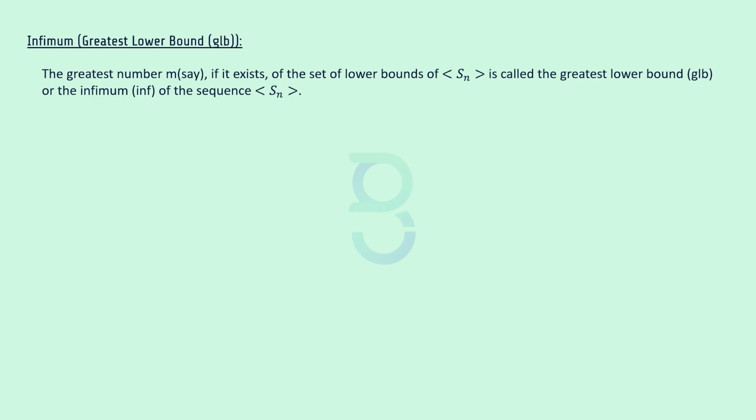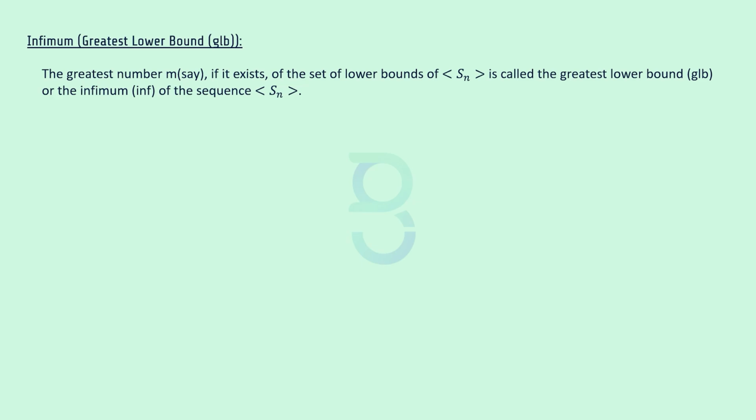Infimum of a sequence, or greatest lower bound of the sequence, is defined as follows: the greatest number m, if it exists, of the set of all lower bounds of the sequence Sn is called the greatest lower bound or the infimum of the sequence Sn. Which means, if a sequence Sn is bounded below, then there exists a lower bound. And we know that there are more than one lower bound. So, the greatest member of the set of all lower bounds of a bounded below sequence is called the infimum of the sequence.